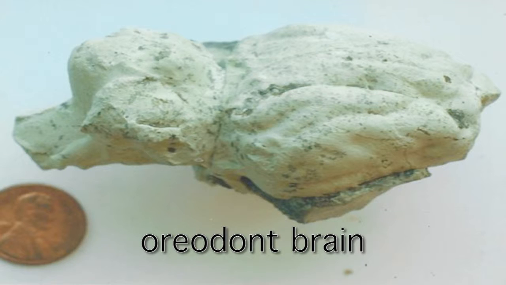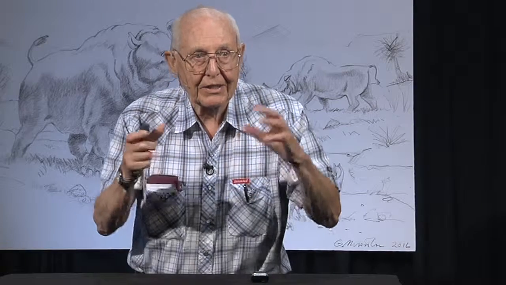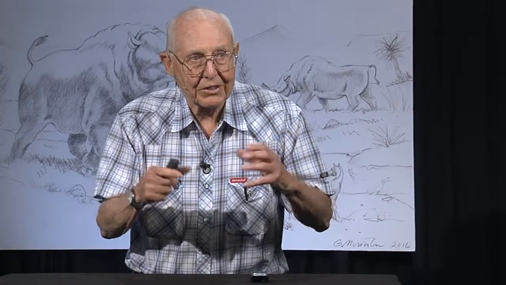Now here's an interesting specimen. This is the brain cast of an oreodont. Of course, after these creatures die, the soft parts will decay, leaving a cavity in there, and then that fills in with sediment and hardens. And then you have a brain cast in here. Don't find very many of those anymore.